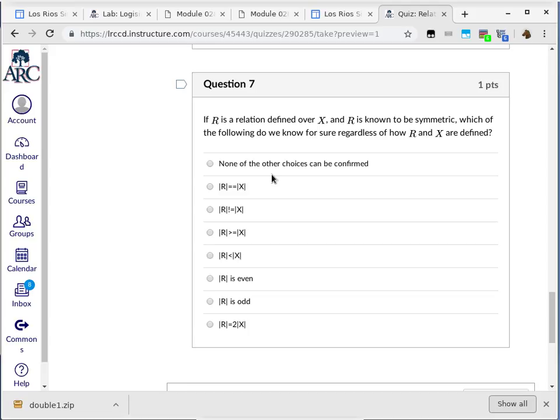What about this one? The cardinality of R is exactly twice the cardinality of X, because you can also come up with an example where that is not true. Okay? So if all of these cannot be true, then you are forced to only answer none of the other answers is correct.